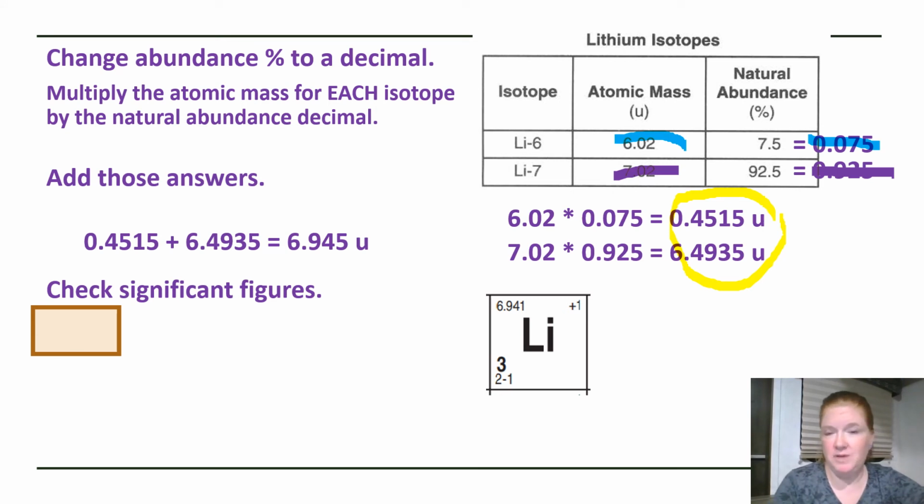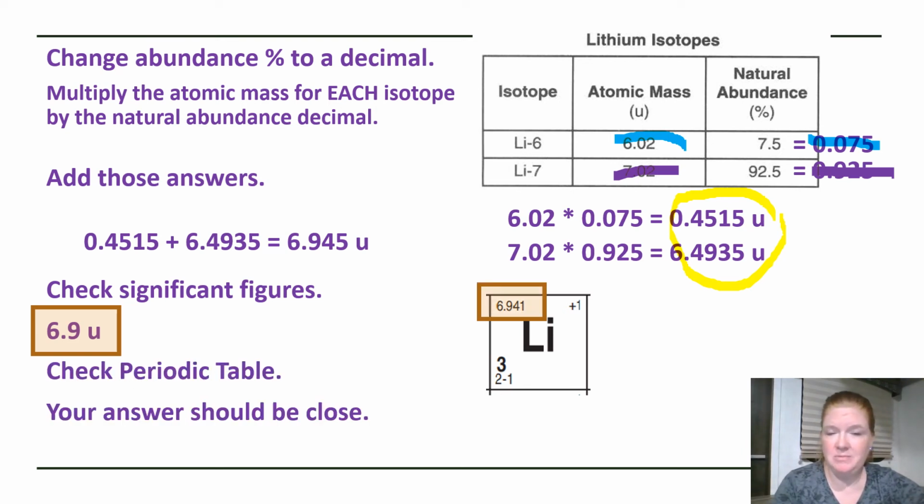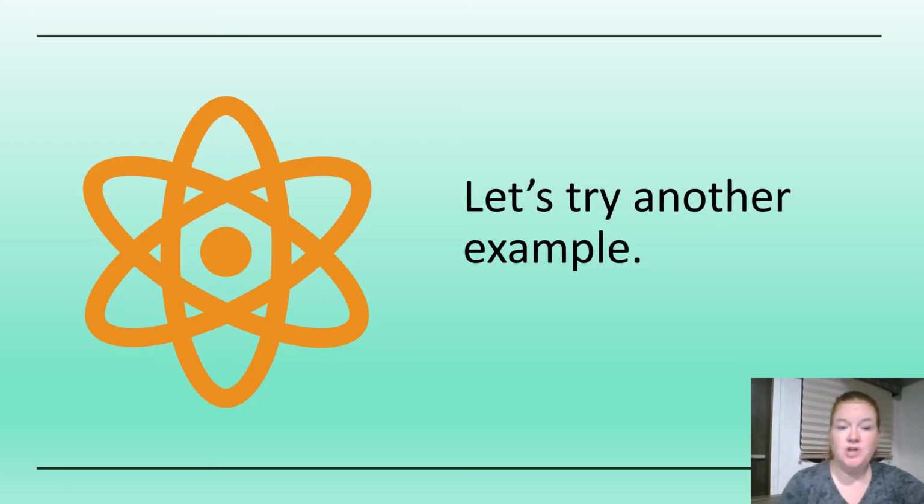Check your significant figures. Based on those numbers, I should have 2. Check the periodic table. Your answer should be close. Now, depending on how many isotopes are included, it may or may not be close, but this one is pretty close. Let's try another example.